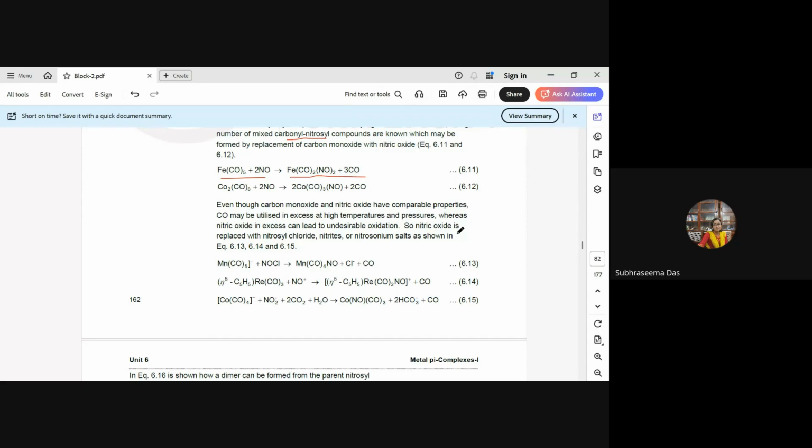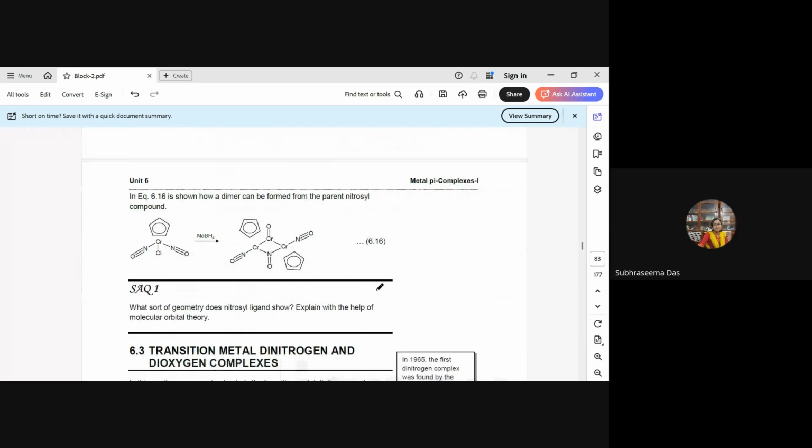So these are mixed carbonyl nitrosyl compounds. Even though CO and NO have comparable properties, CO may be utilized in excess at high temperatures and pressures, whereas NO can lead to undesirable oxidation. So NO is replaced with nitrosyl fluoride, nitrites, or nitrosonium salts. Here you see how NOCl has been used to form this type of mixed carbonyl nitrosyls.